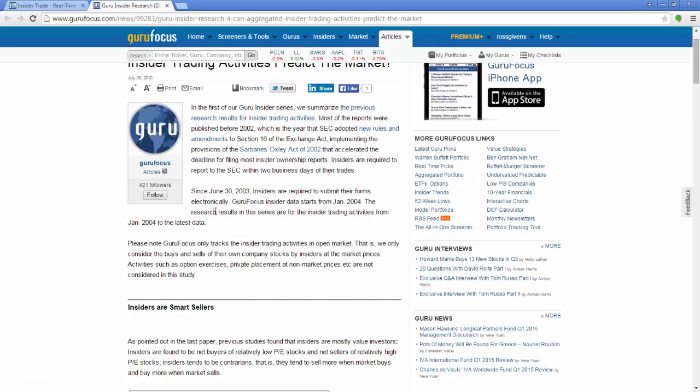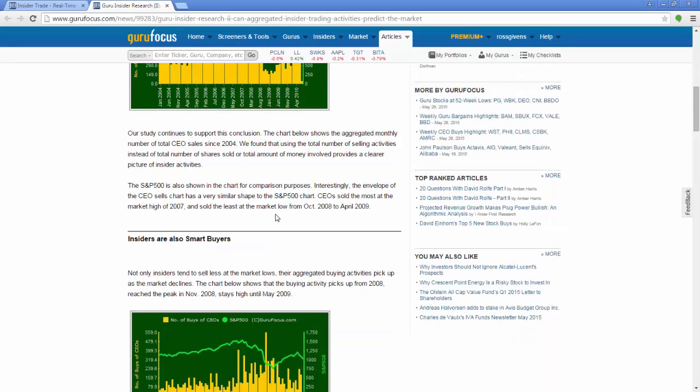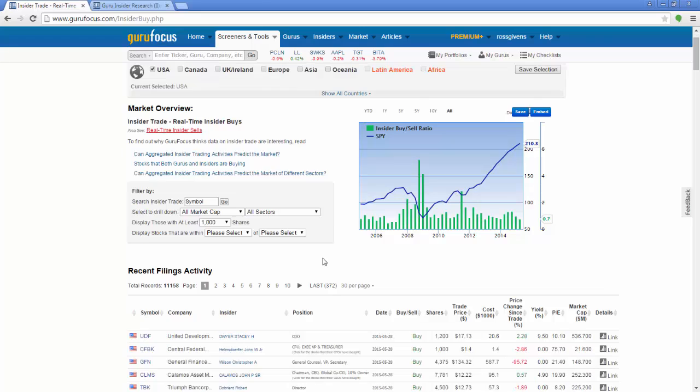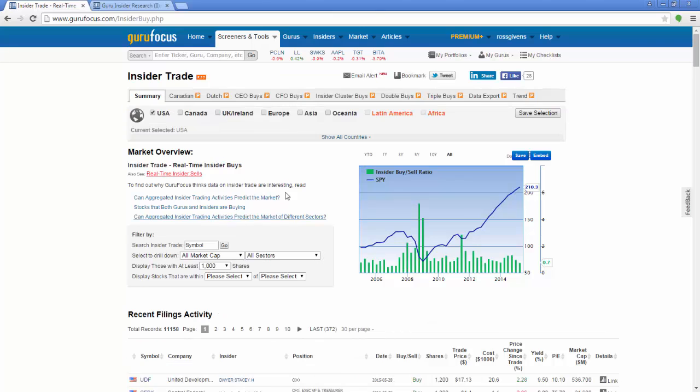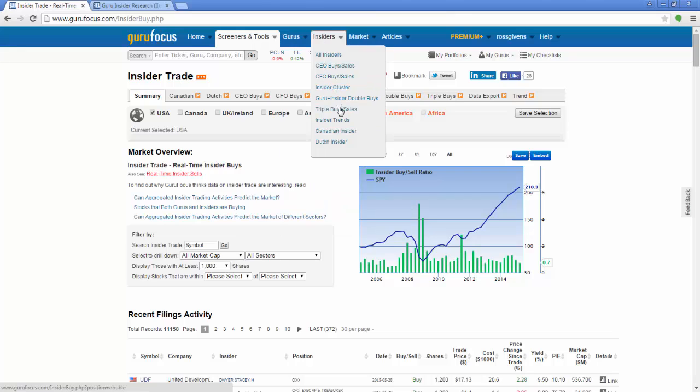This is something created by Charlie Tian, the owner and creator of GuruFocus. It's going to show you that over time, CEOs and CFOs have tended to buy heavier at the right times and sell at the right times. But there also is a real-time interactive, let me see if I can find it here. Insider Trends is what it's called.